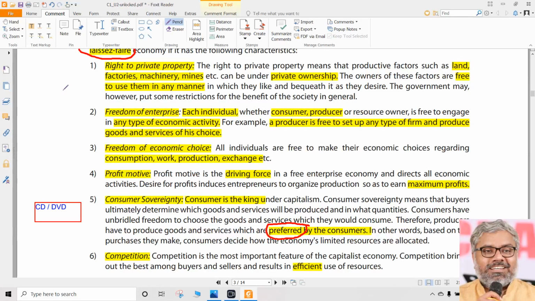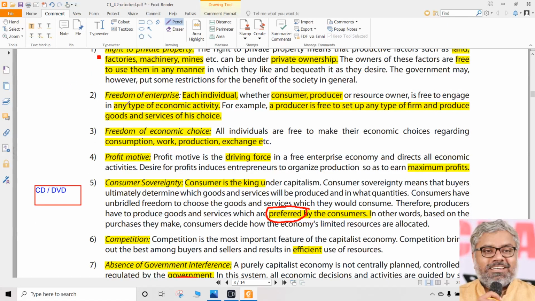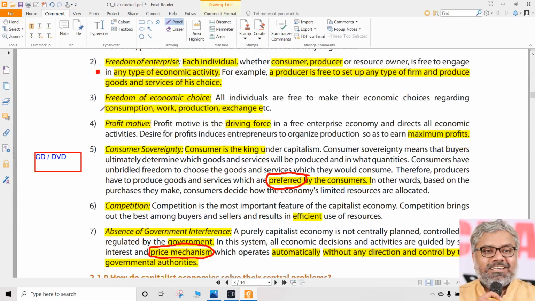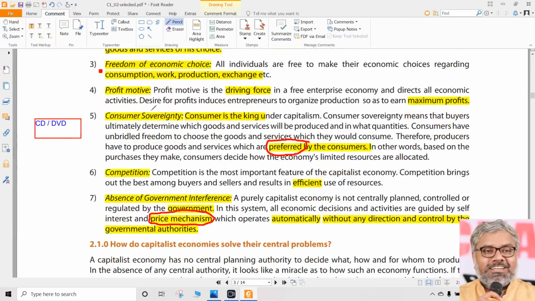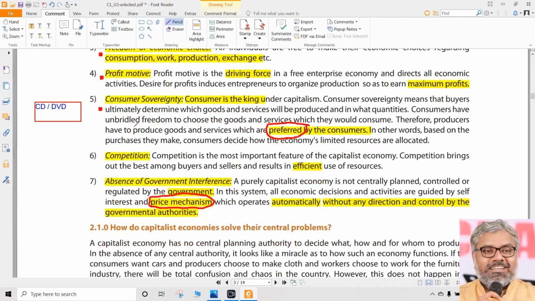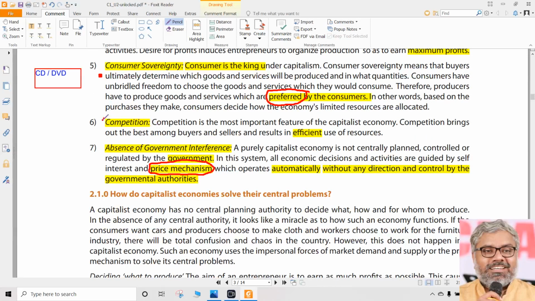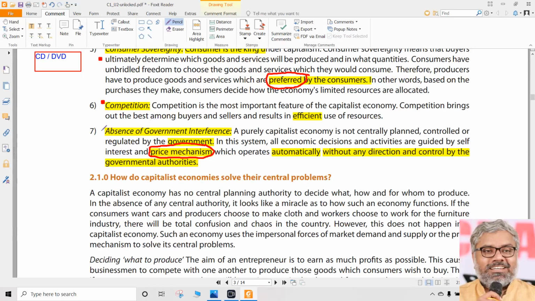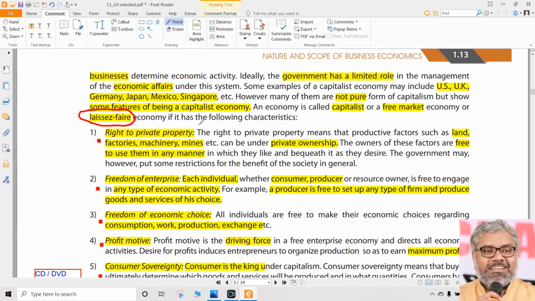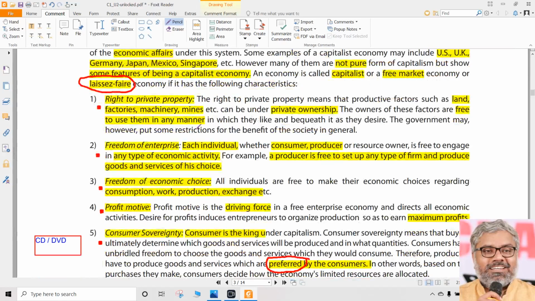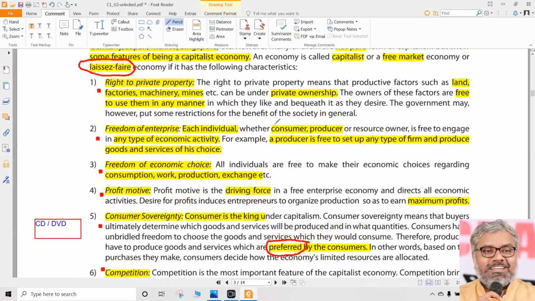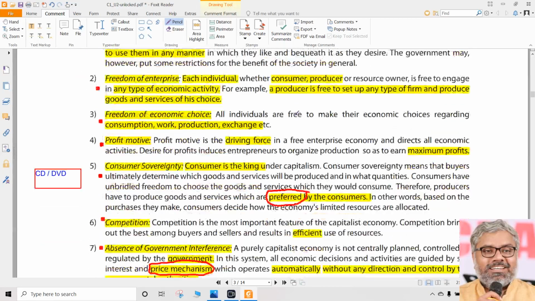Once again, right to private property, that is the first thing. Second, freedom of enterprise. Third, freedom of economic choice. Profit motive is the fourth one. Then consumer sovereignty is the fifth one. Then we have competition, the sixth one. And absence of government interference is the seventh one. These are only indicative. Don't think that there are only seven features and no other features of capitalism. Indicatively, in general, these are the key features of the capitalist economy.